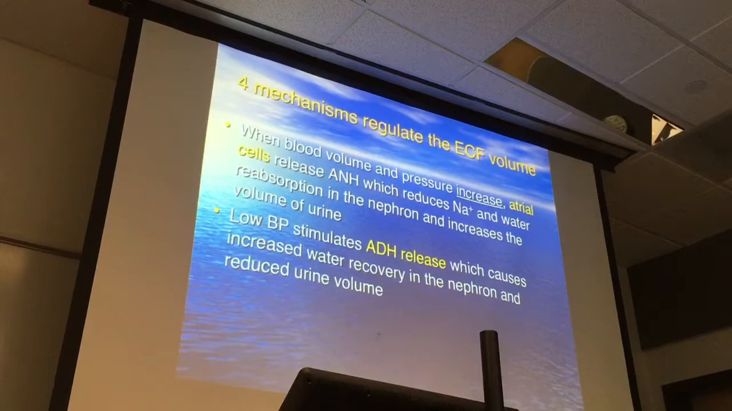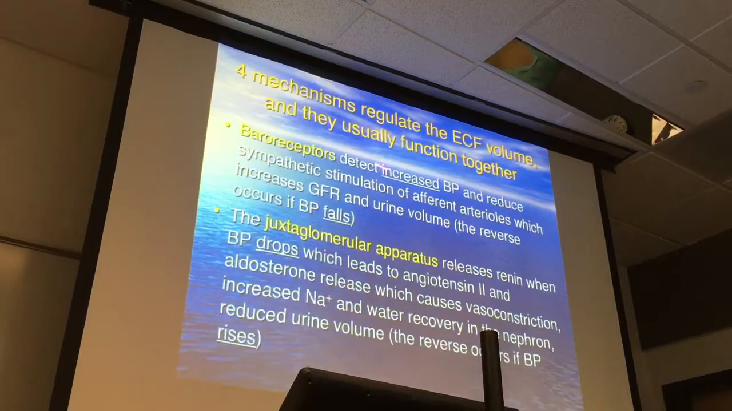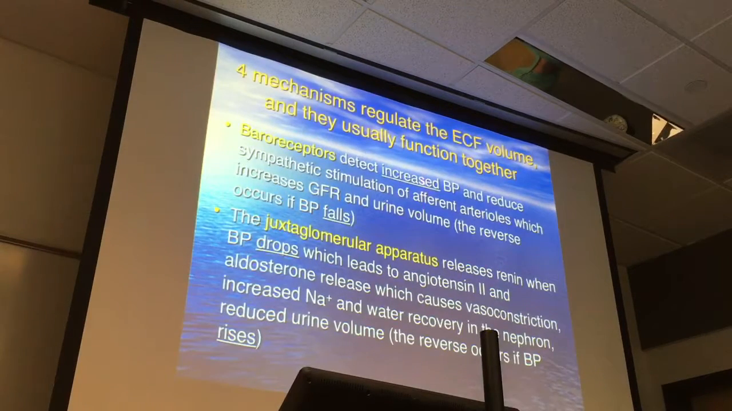If your blood pressure is too low, we know that we're going to have ADH release. This can be direct, but it usually happens before this by the osmolarity. Causes increased water recovery in the nephron, reduced fluid volume. So the four mechanisms that regulate the ECF volume, they don't all work at the same time, do they? No, because this one is when we have increased or decreased blood pressure. This one is only for decreased blood pressure. This one's only for increased blood pressure, and this is only when low blood pressure. So there's only one that works all the time. That is the baroreceptors.